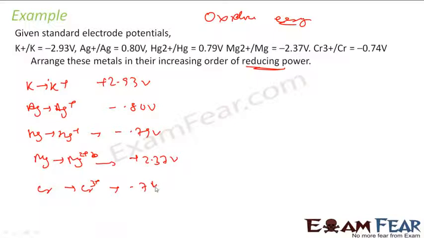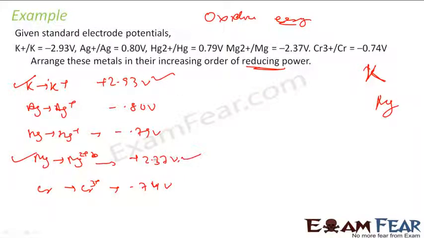And Cr to Cr3+ will be 0.74 volt. This means that potassium will become potassium ion and it will give this much volt. That means it is more desperate, right? The maximum value is this. It is the most desperate. So this guy has the highest value. The next guy will be this guy, right? Because after 2.93, 2.37 is the next value. Mg. This is done.